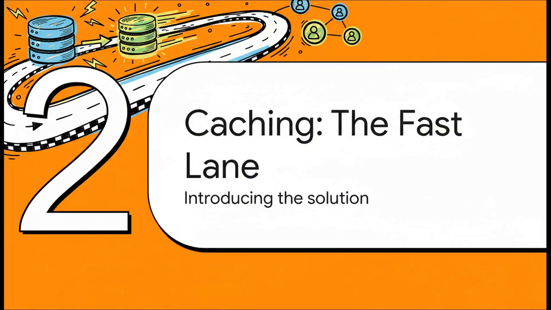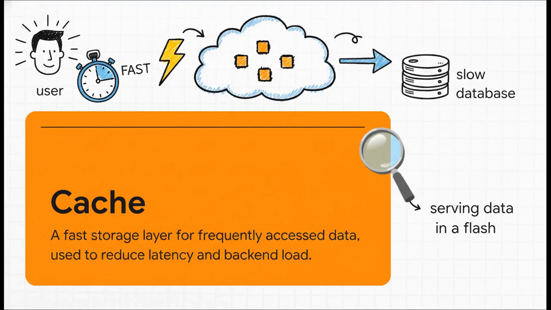So if the database is the slowpoke, how do we get around it? Well, that brings us right to section 2, caching, the fast lane. This is the core solution that powers pretty much every single large-scale app you can think of. So what even is a cache? The easiest way to think about it is like a super fast short-term memory for your application. It's like a little cheat sheet that sits right next to the app, holding on to all the data that people ask for over and over again. This means the app doesn't have to make that slow trip to the main database every single time.